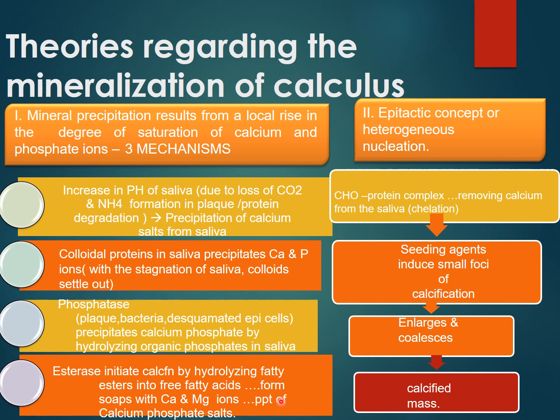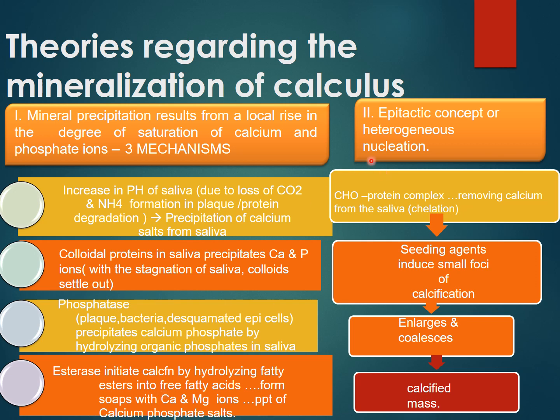So these are the three mechanisms: first, increasing pH of saliva; second, colloidal proteins; and third, the enzymes like phosphatase and esterase. Phosphatase precipitates by hydrolyzing organic phosphates, and esterase initiates calcification by hydrolyzing fatty esters into free fatty acids, which form salts. By this, the calcium and phosphate salts will precipitate.